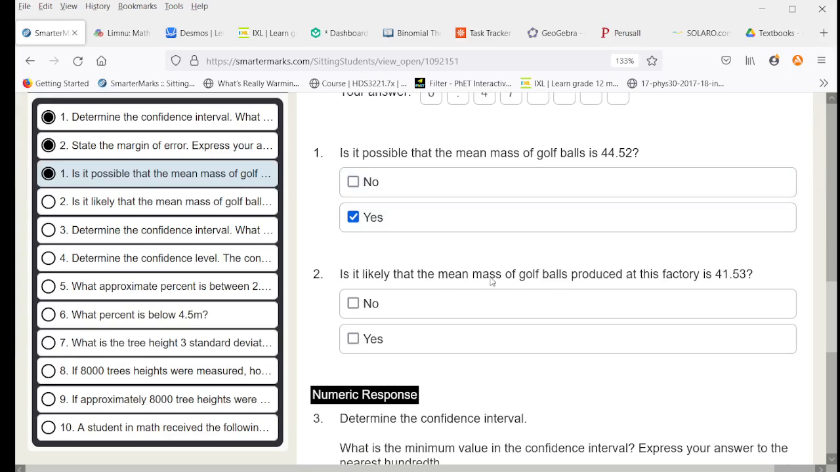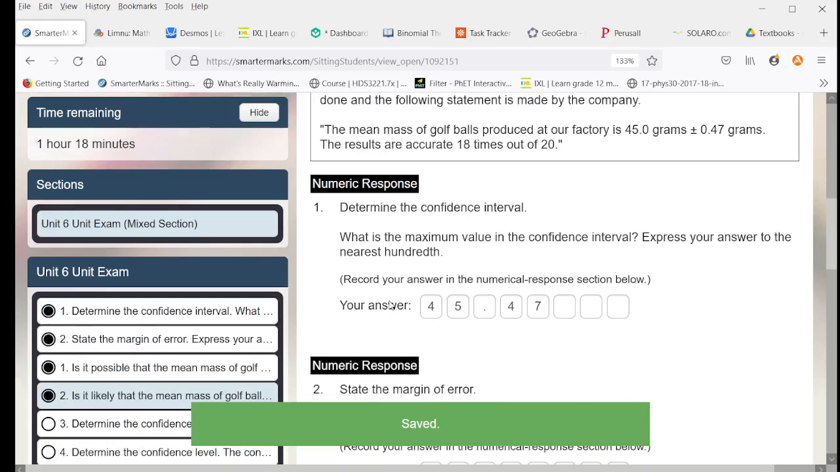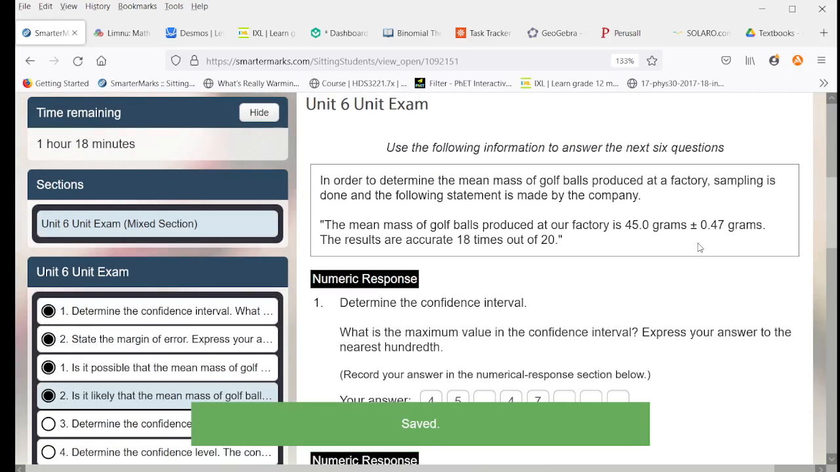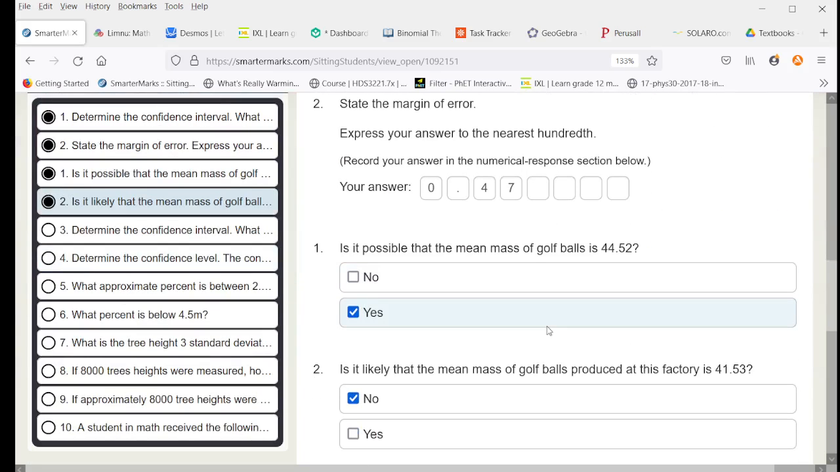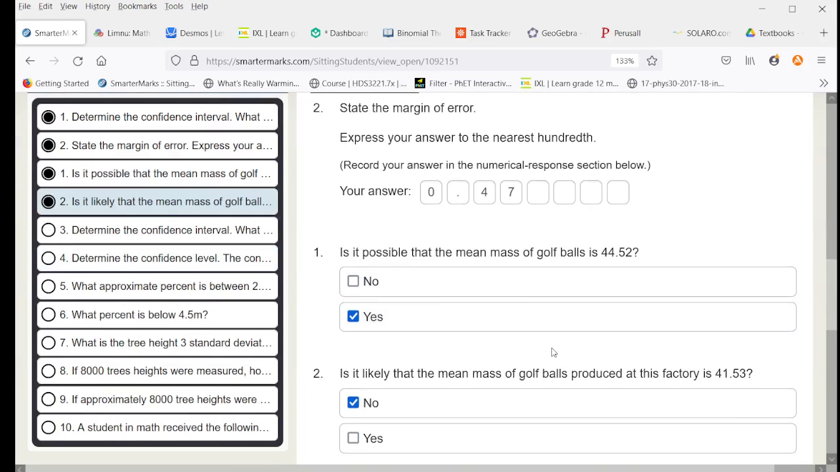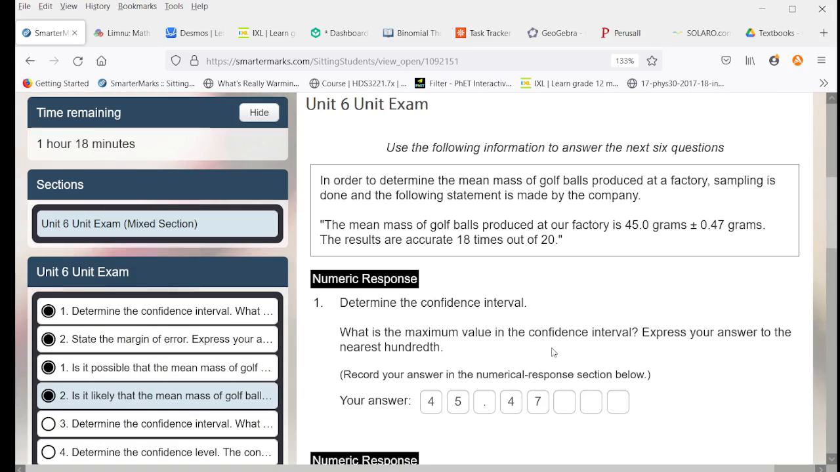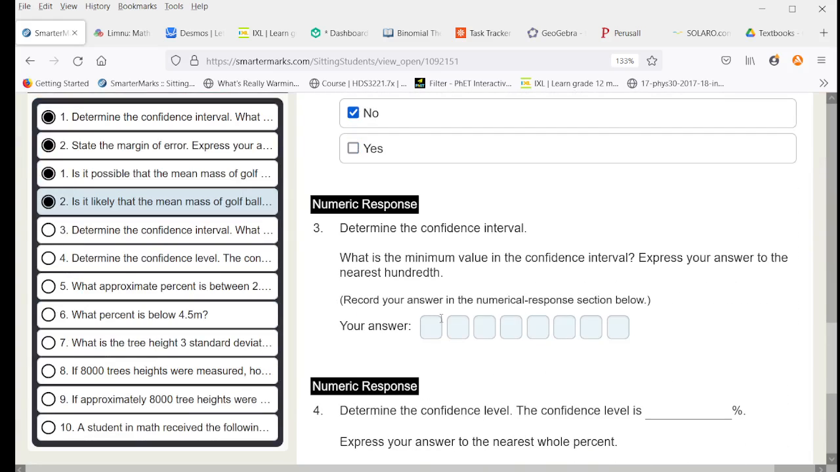Now, is it likely that the mean mass of the golf balls produced at the factory is 41.53? No, it is not. There's a 90% chance that it's in that 44. To get the 41.53, we take 41.53, subtract our 45 grams. It's a negative 3.47. We're talking about a z-score of negative 7.4. So there's a very low probability.